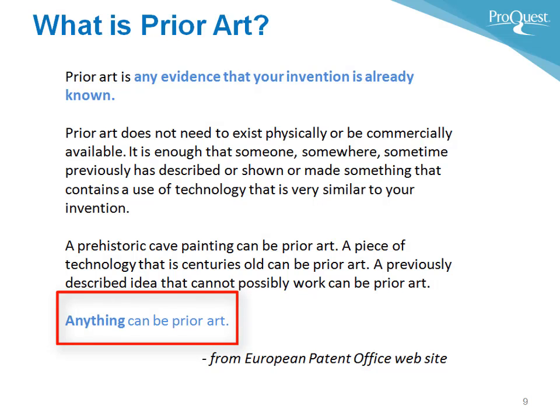So when you're searching for whether something can be patented, you want to cast your net wide. You want to search both broad and deep. And we have all kinds of databases that you can use for that. But today we're going to concentrate on searching for patents. So let's take a look at the patenting process.